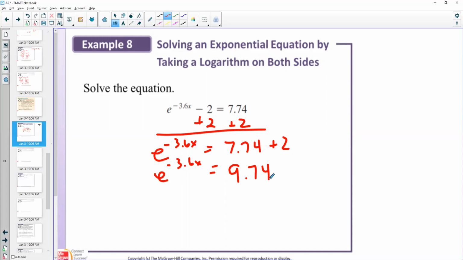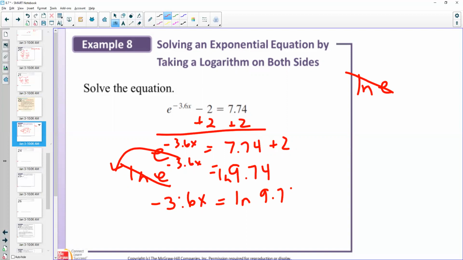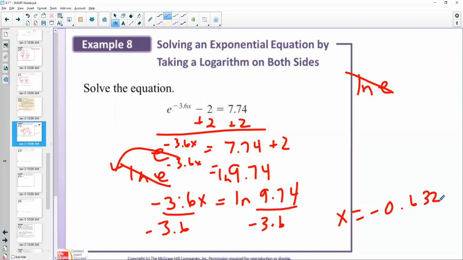Now I can take the ln of both sides. It's useful here to use the natural log because I have an e. So ln of e is actually just something that cancels. So this becomes negative 3.6x. ln of e is 1, so that just stays where it was, and the exponent comes to the front. Equals ln of 9.74. Okay, so now I'm just going to divide by negative 3.6, and you get an x. Okay, x is going to be negative 0.632.